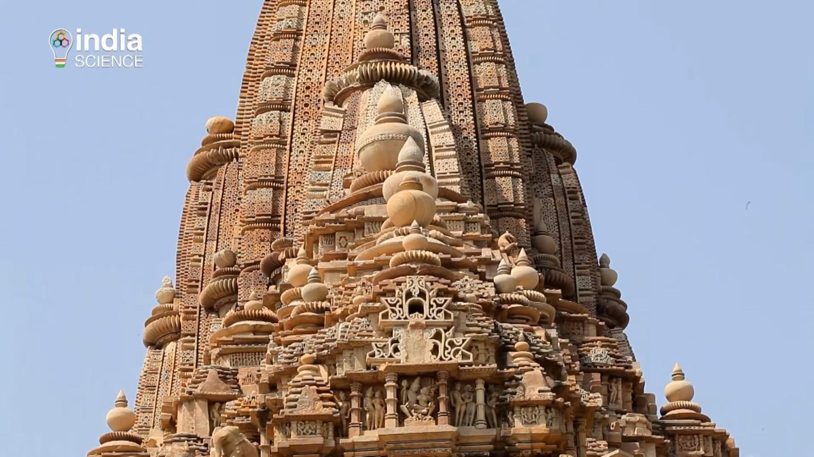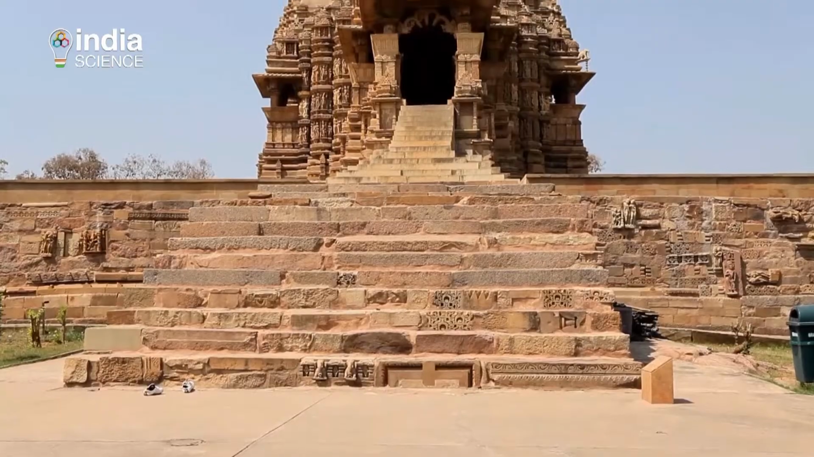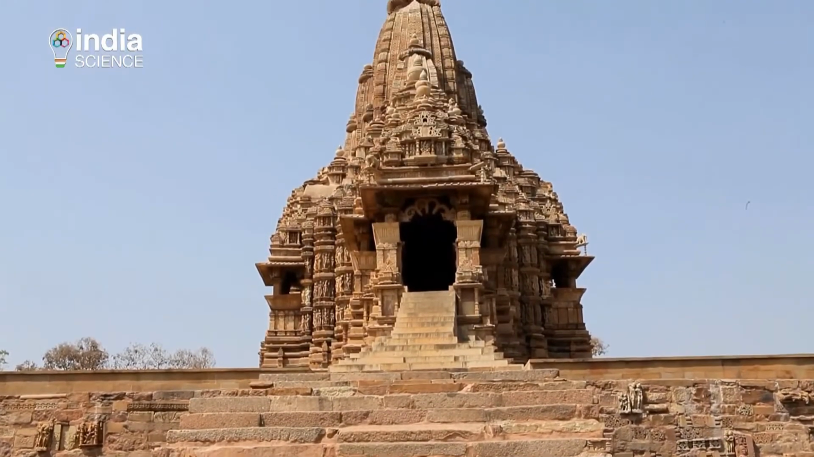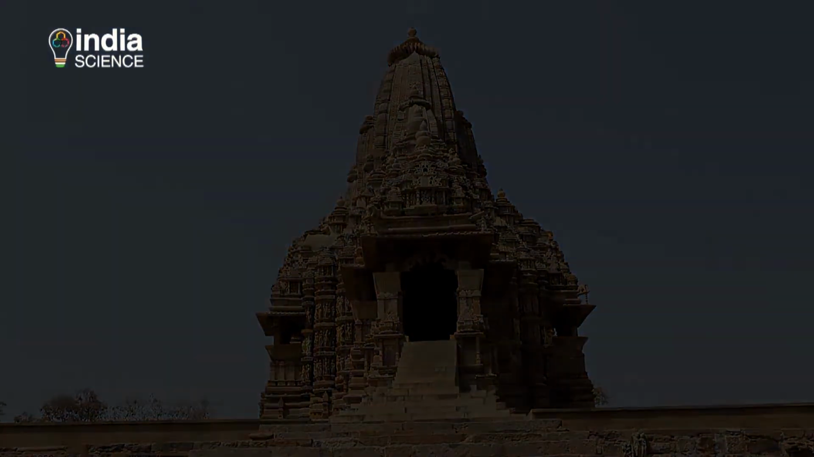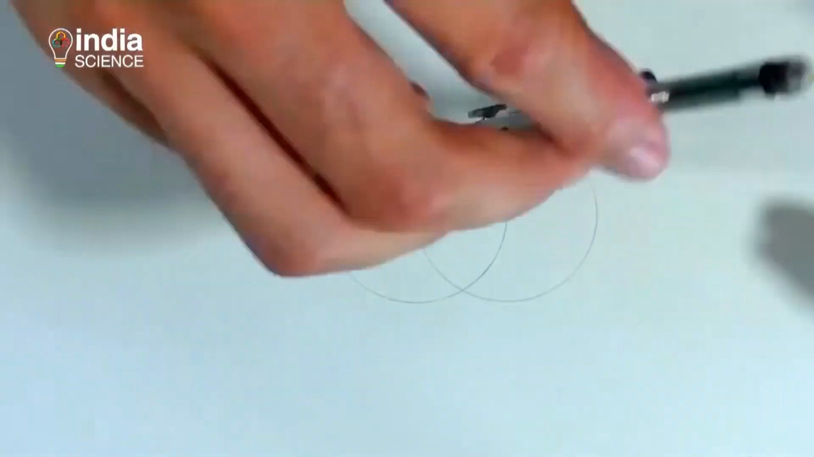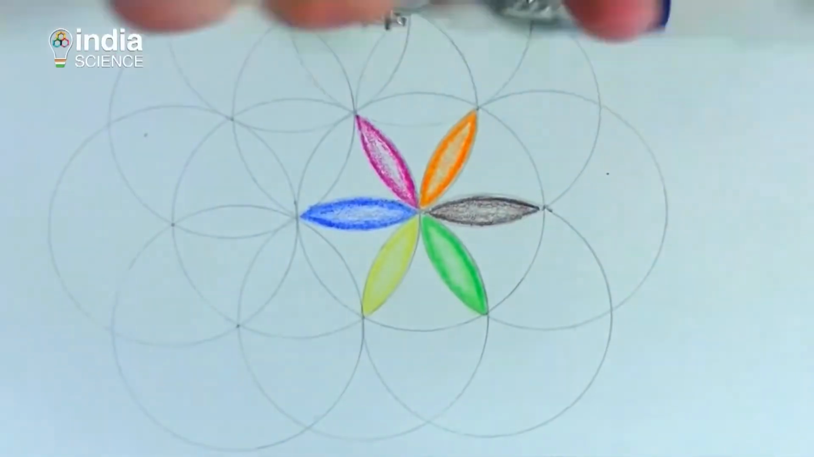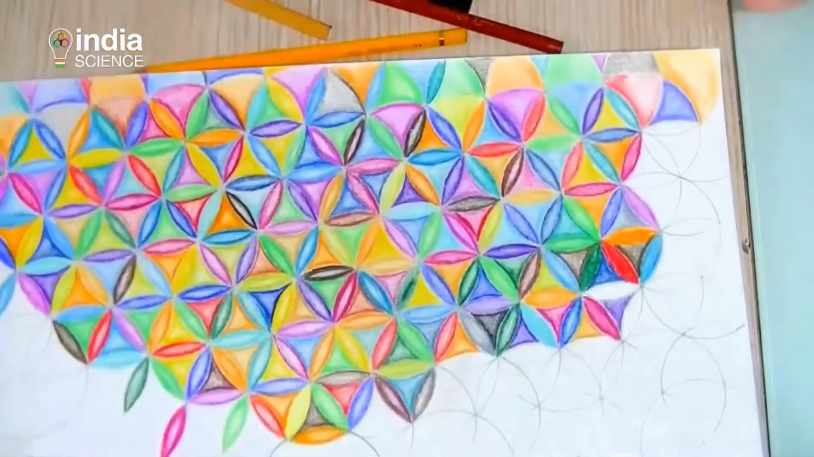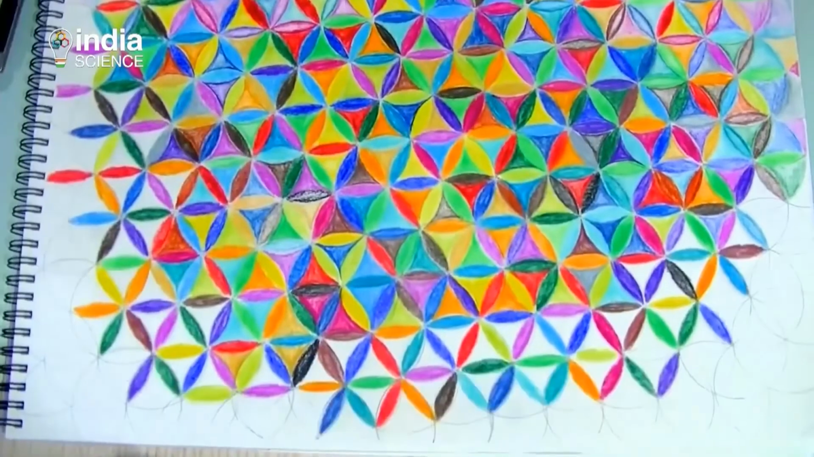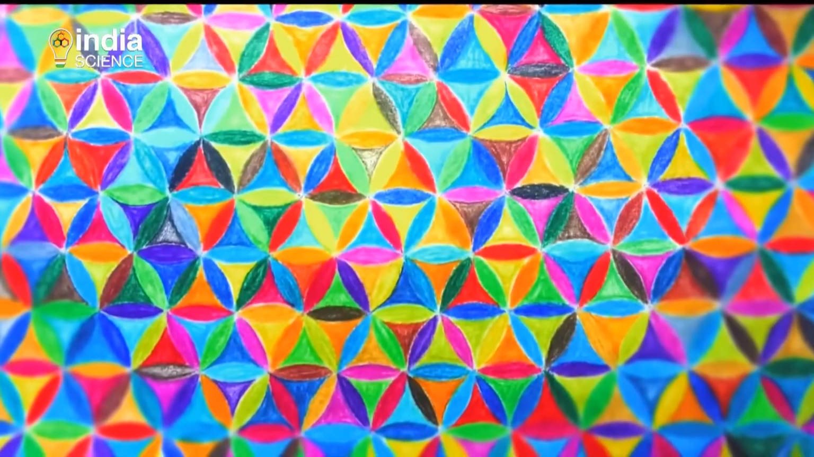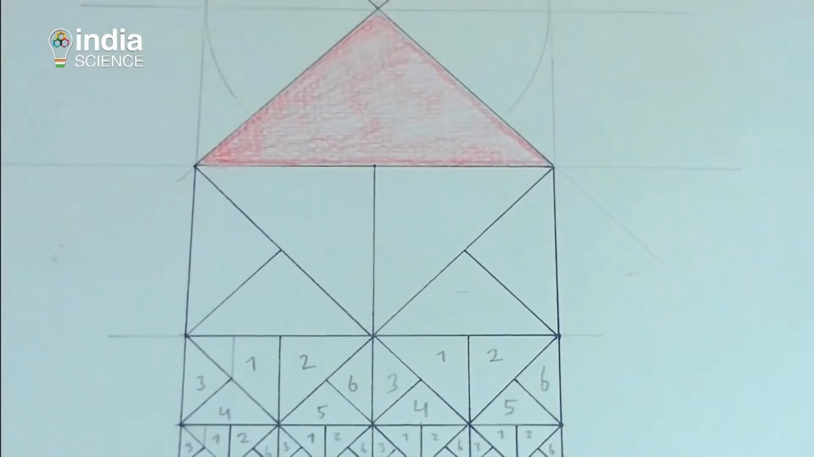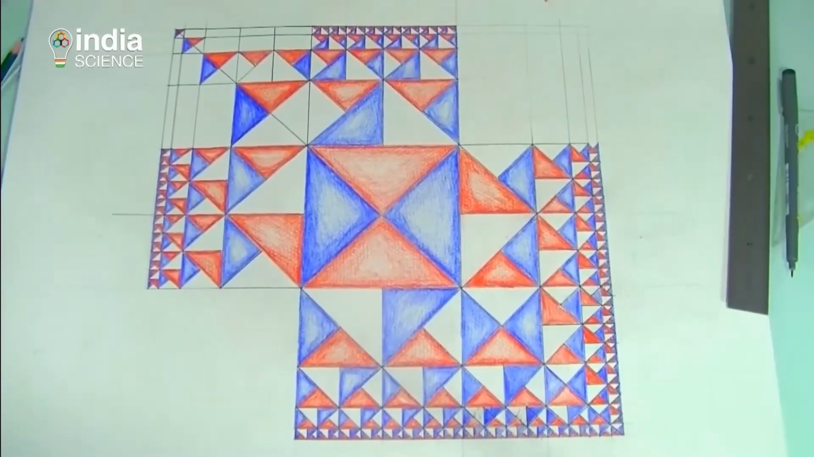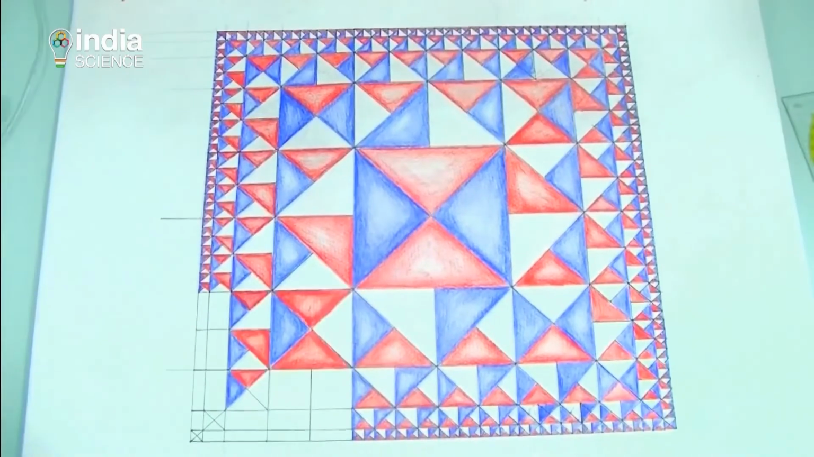Now, this repetition is a very complex form of mathematics called fractals. Very simply, a fractal is a never-ending pattern. Fractals are infinitely complex patterns that are self-similar across different scales. They are created by repeating a simple process over and over in an ongoing feedback loop.